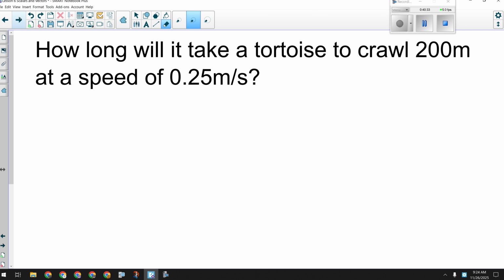Okay, write this one down. We'll walk through it in a minute. So on this one, we're looking for how long. They want us to solve for time. Yeah, how long is time? So we're looking for time in this one.